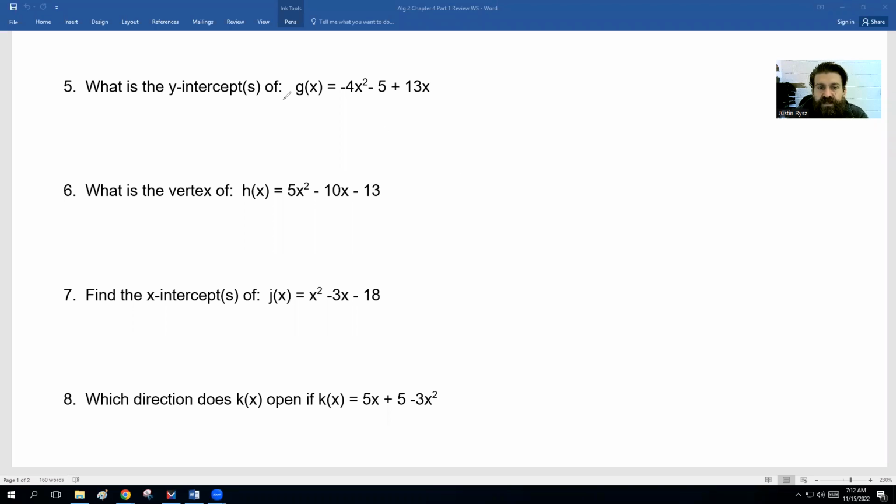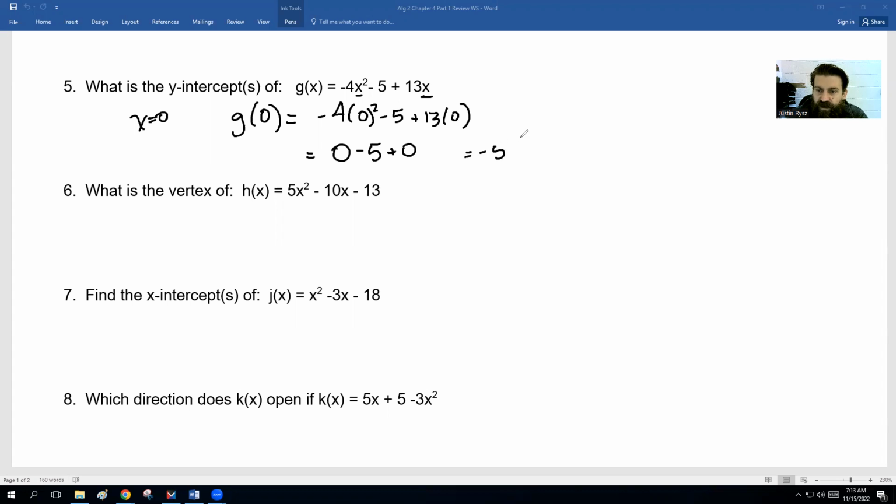So if we want to find the y-intercept of the graph, remember the y-intercept is when x equals 0. So what we're going to do is replace the x's with 0. One thing to notice here, this equation is not in normal format, but it really won't matter because we're going to find what's g of 0. So what's -4 times 0 squared minus 5 plus 13 times 0? That's going to be 0 minus 5 plus 0, or -5. So that means our y-intercept for this first problem would be at 0, -5.